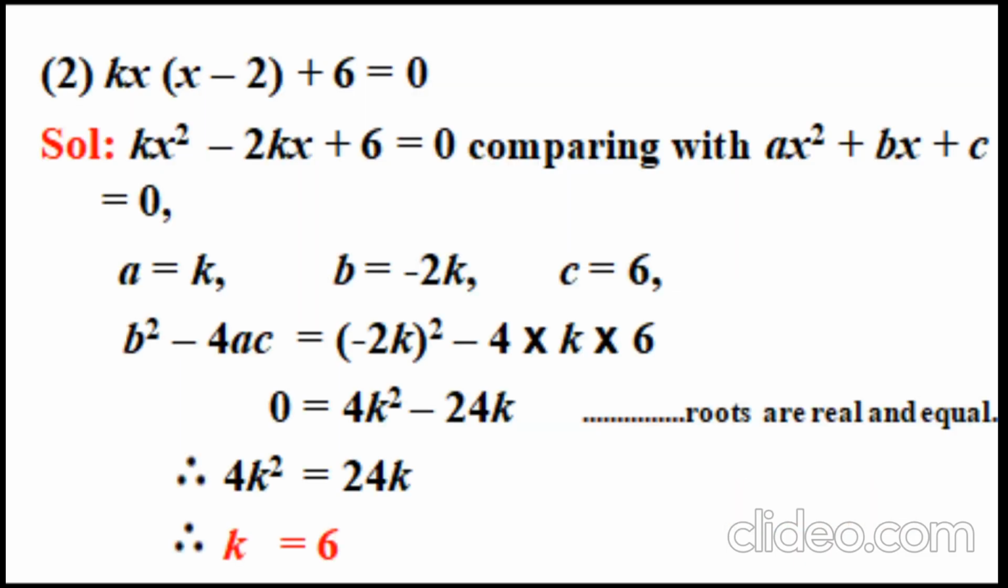Okay, sorry for the disturbance. Here, comparing with ax square plus bx plus c is equal to 0, we get a as k, b as minus 2k and c as 6. So finding the value of b square minus 4ac, where b is minus 2k, a is k and c is 6, we get 4k square minus 24k. Solving this, we get k is equal to 6.